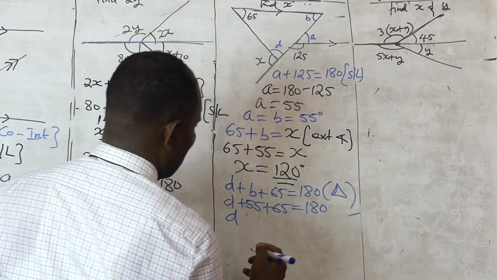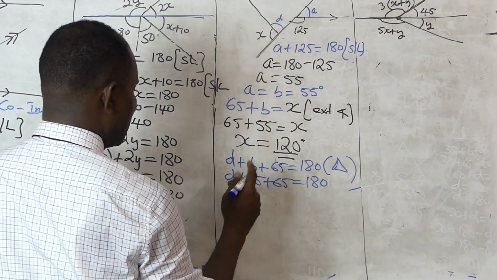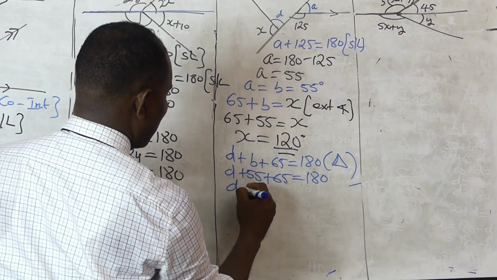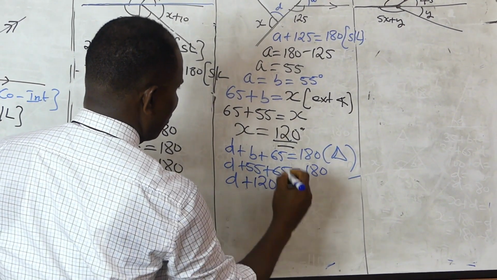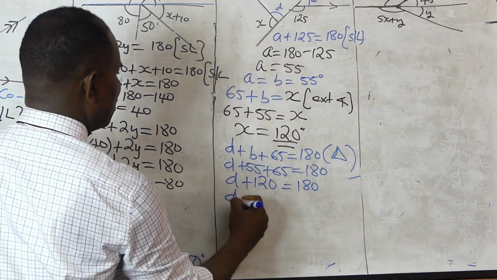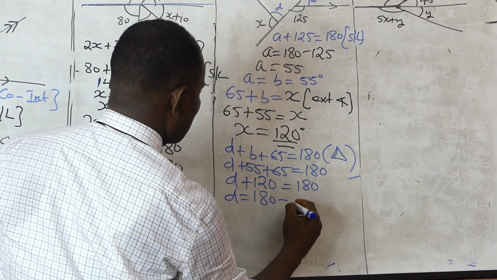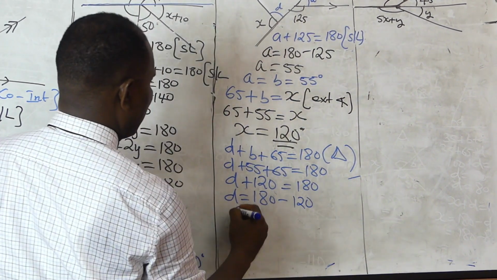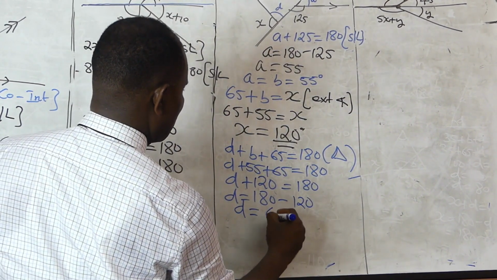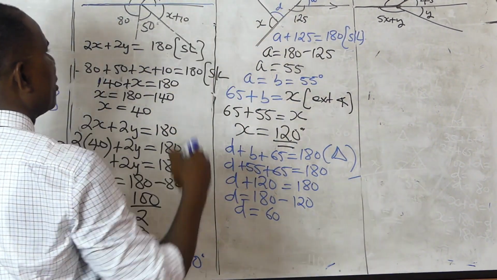So you now have D plus 120 equal to 180. So D is equal to 180 minus 120. So I can have D as equal to 60. No problem with that. So now we come back and find the X.